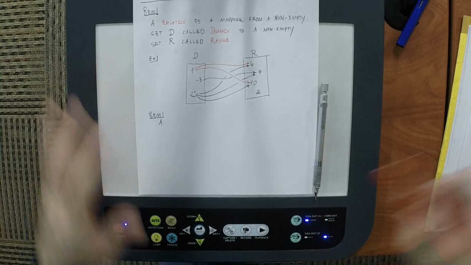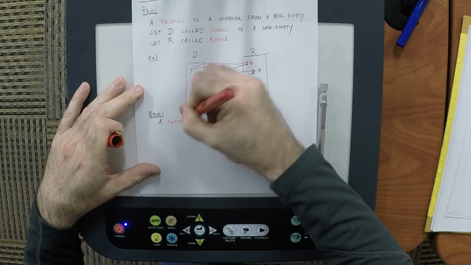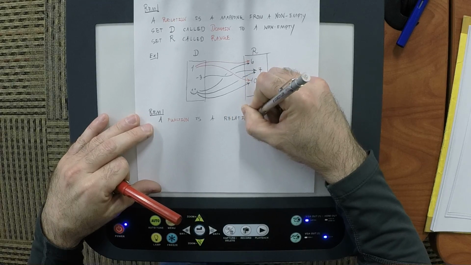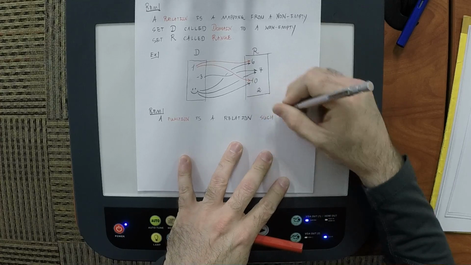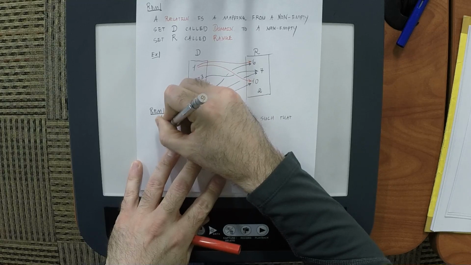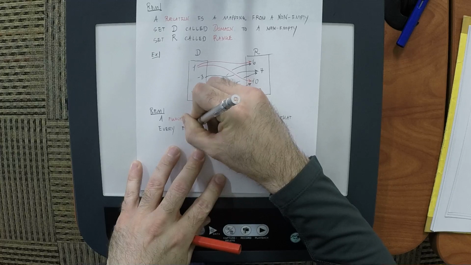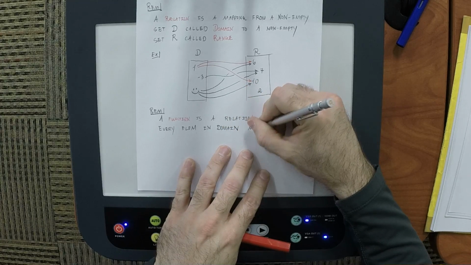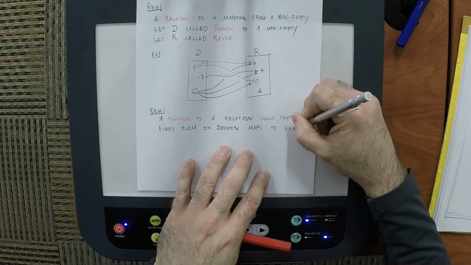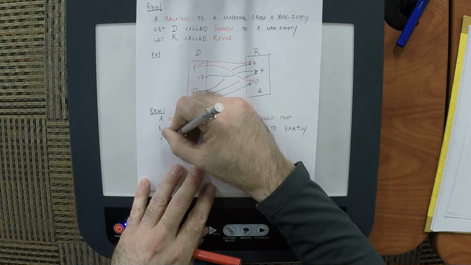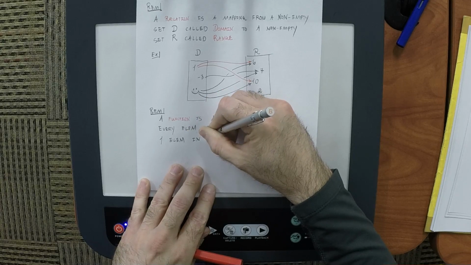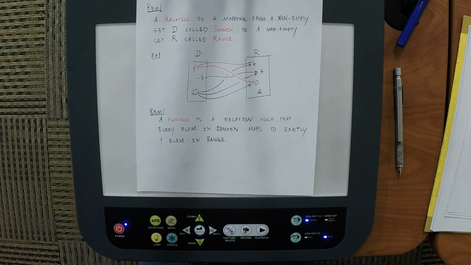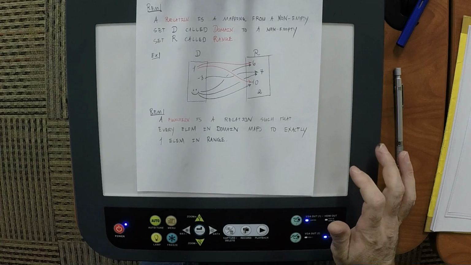A function is a relation such that every element in the domain, so that means on the left side, maps to exactly 1 element in the range. So to say that in terms of arrows, that means that when you're looking at the left box, the domain box, it must be the case that exactly 1 arrow is leaving every element.